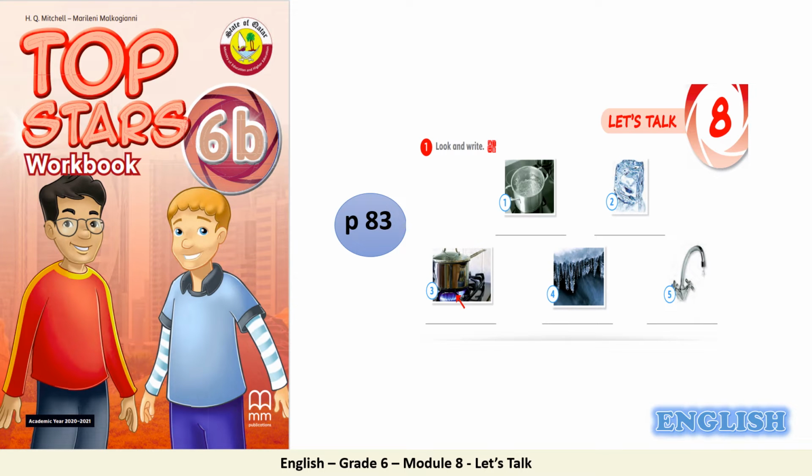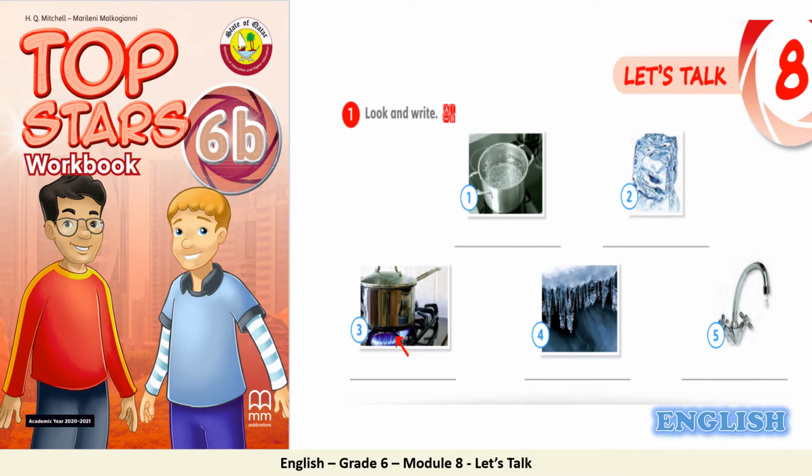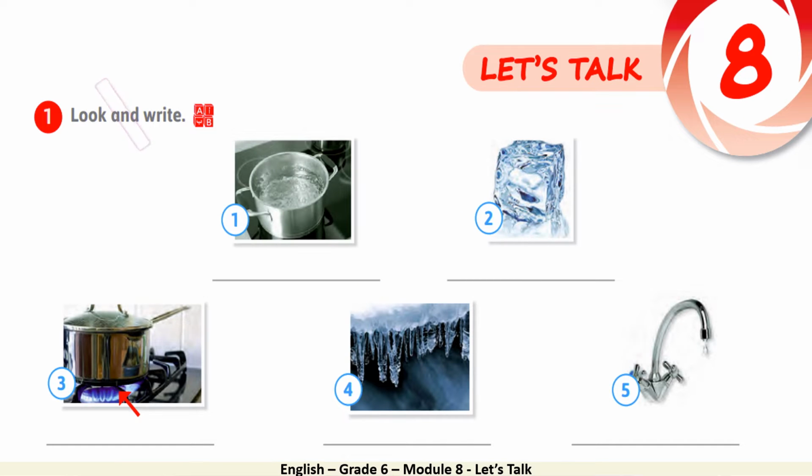Now, how about practicing our new vocabulary items? It will be in your workbooks on page 83, activity number 1. So here you are going to look and write. How many pictures do you have? Very good, we have 5. So you are going to label the pictures. Let's start with number 1. What can you see here? Yes, great. We have water.